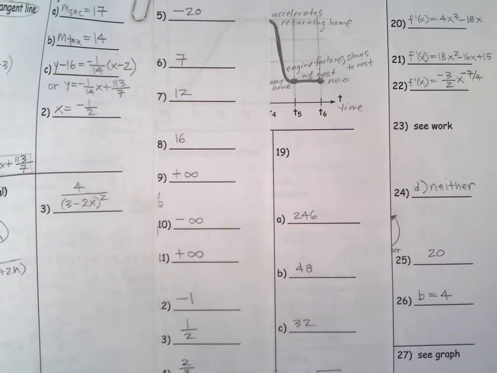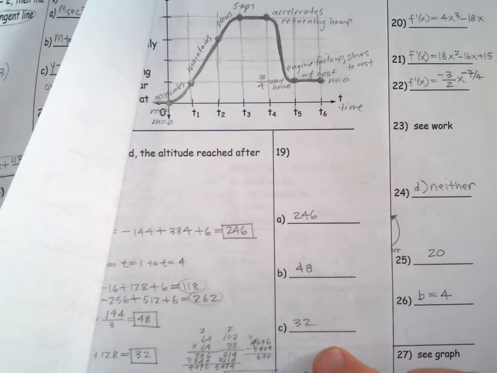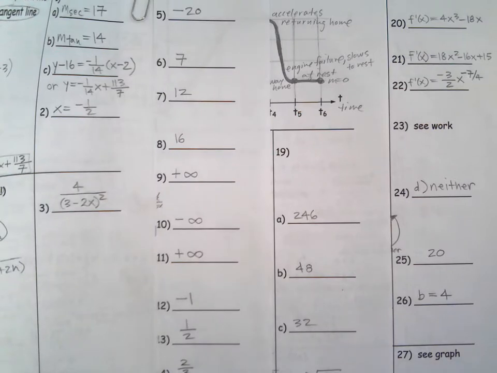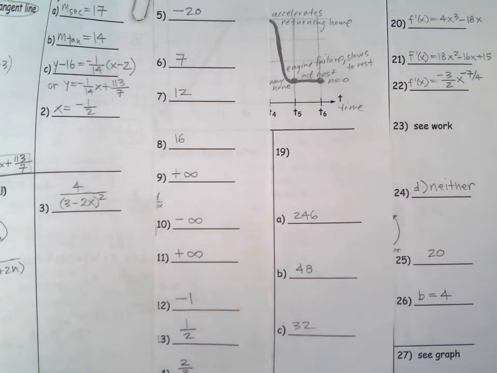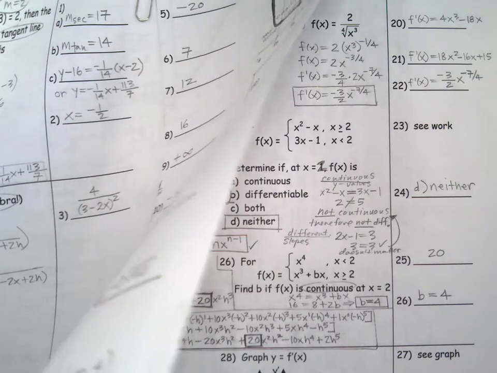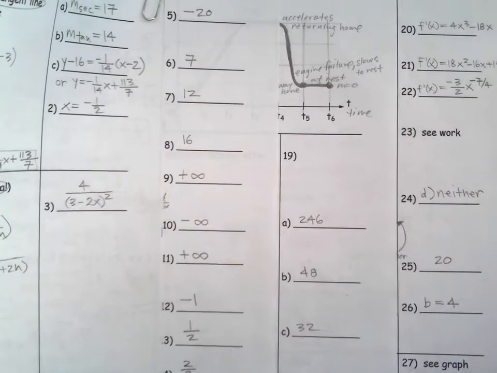So here's number 1, 2, and 3. I'll show you 4 in a second. And then skip over to 5, 6, 7, 8, 9, 10, 11, 12, 13. And then number 18, that's 18 right there, that graph. Number 19, A, B, C. 20, 21, 22, 23. I'll show you the work for that later. 24, 25, 26. So I'm going to scoot it up now. We paused it.